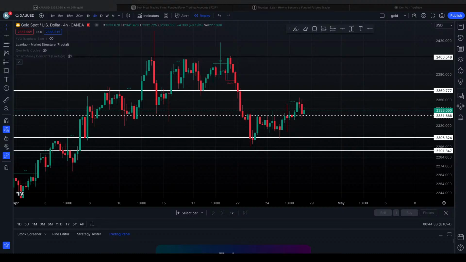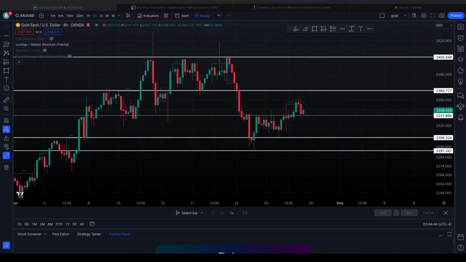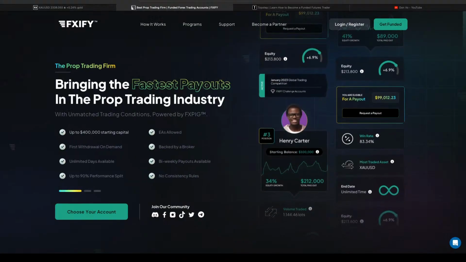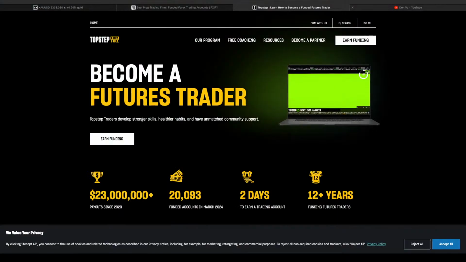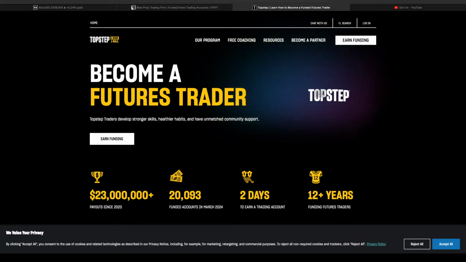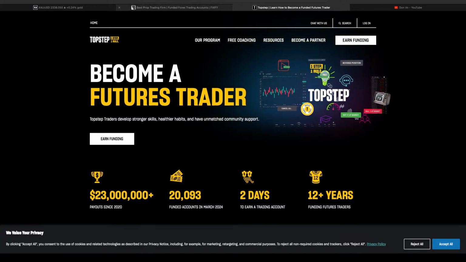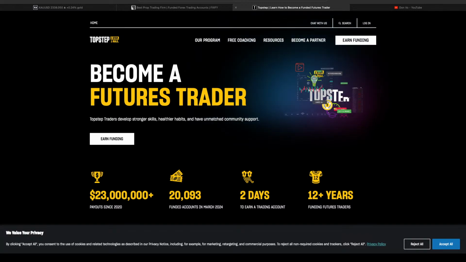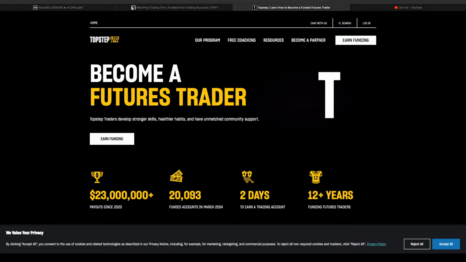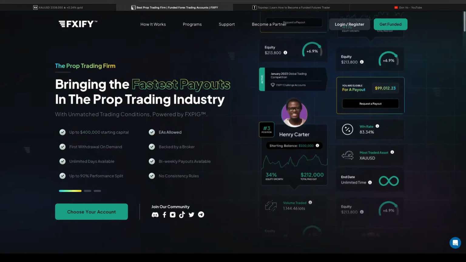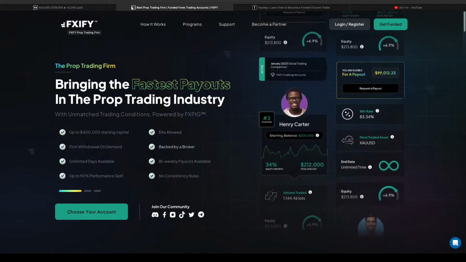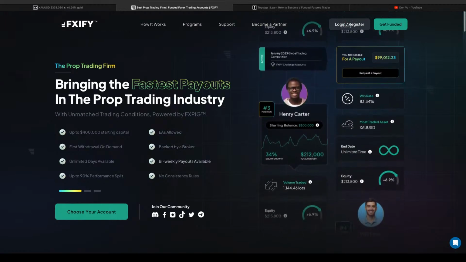Thanks for that advice. I see you have a tab open about prop firms. Which one's good to trade? Oh yeah, actually these were recommended by some of the people in the chat. I had them up here just so I could look at them. This one was called Top Step, I wanted to look into that. And then this one is Fixie or whatever it is.